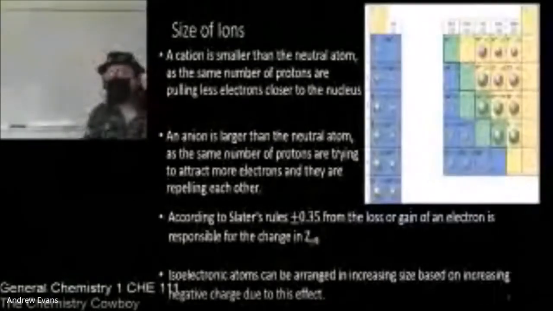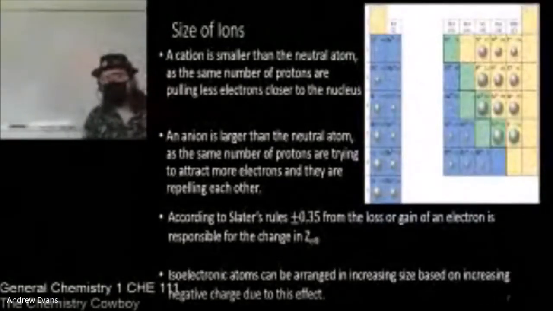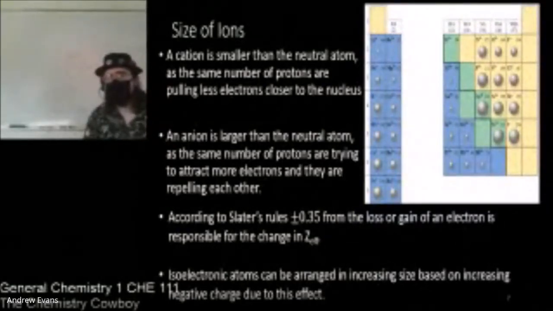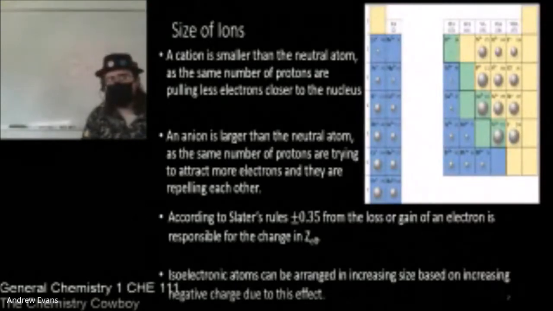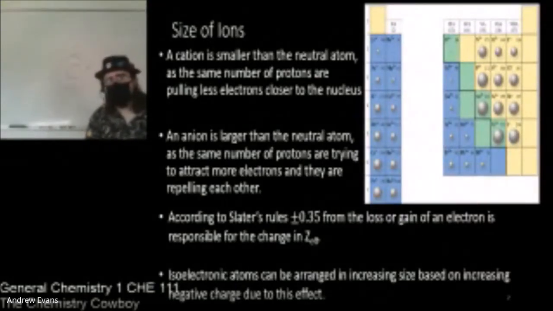Now, we also want to talk about ions. We use the same concept here, but now we're thinking about what happens when we add or subtract a negative. Because the nuclear charge will not change. The nuclear charge will not change. The electrons in the cloud will change.